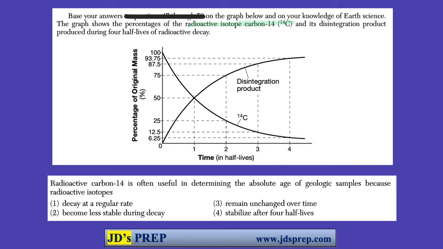Our first question is asking us, why do we use carbon-14? Why is it useful in determining the absolute age of geologic samples? So carbon-14 is a type of radioactive isotope, and radioactive isotopes decay at a regular rate. We can see that through the graph and the curve that we see, and that regular decay helps us to essentially date things when we look at what the chemical composition of it is.